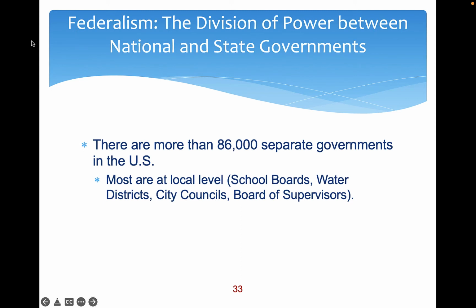So there are about 86,000 separate governments here in the United States, and most are going to be at the local level, whether it's school boards, water districts, city councils, or boards of supervisors. They're all decision makers that are elected, and they serve a variety of interests.